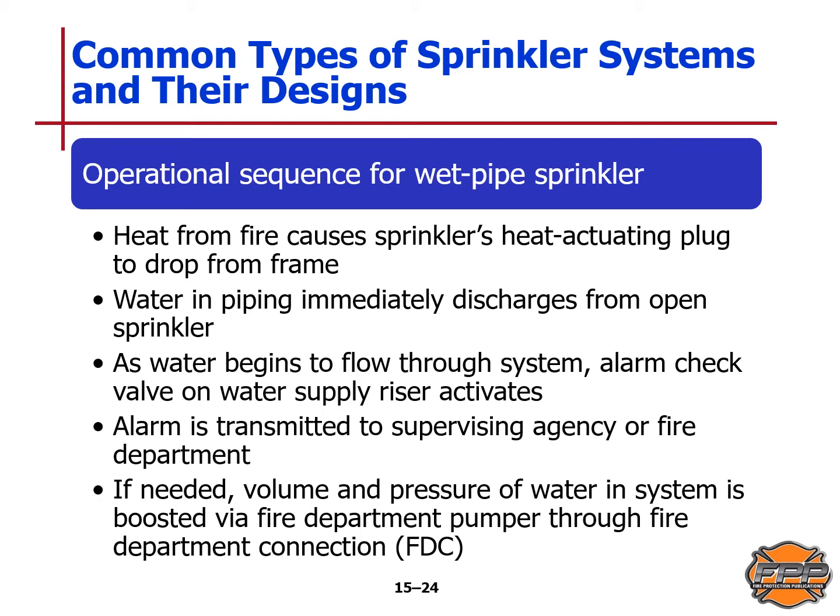You see the operational sequence for wet pipe sprinklers. Heat from the fire causes the sprinkler's heat actuating plug to drop down from the frame. Water in the piping immediately discharges from the open sprinkler. As water begins to flow through the system, the alarm check valve on the water supply activates. The alarm is transmitted to the supervising station or fire department. If needed, the volume and pressure of water in the system is boosted via the fire department pumper through the fire department connection.